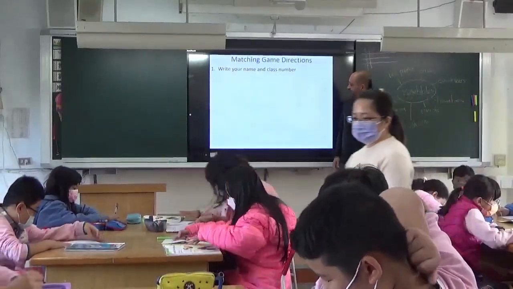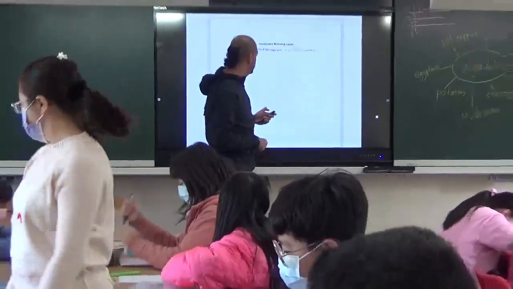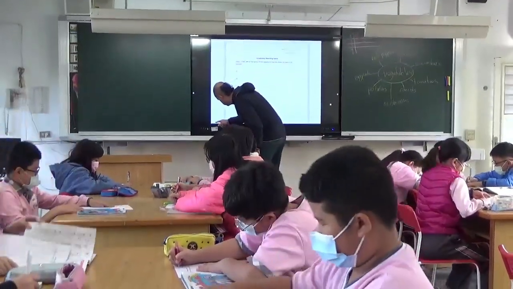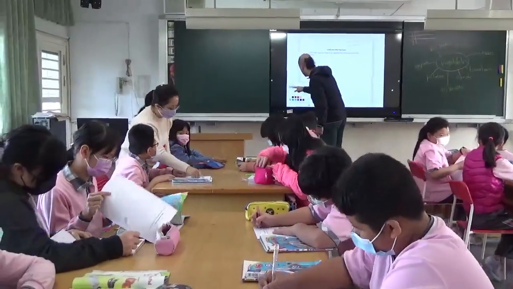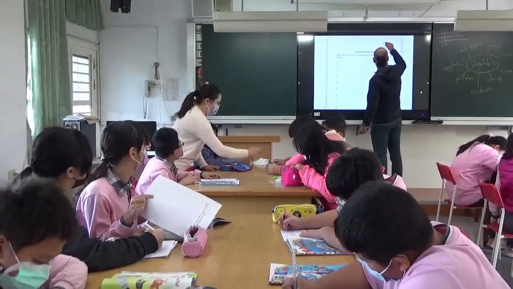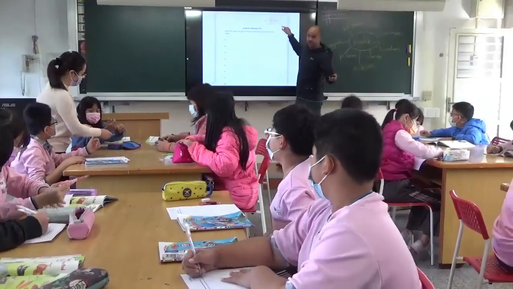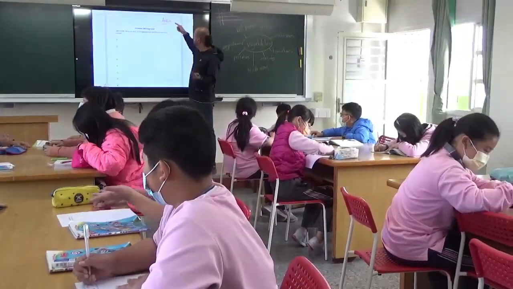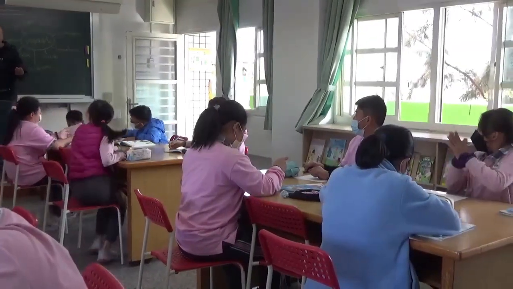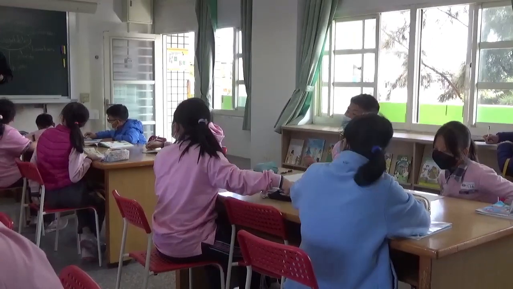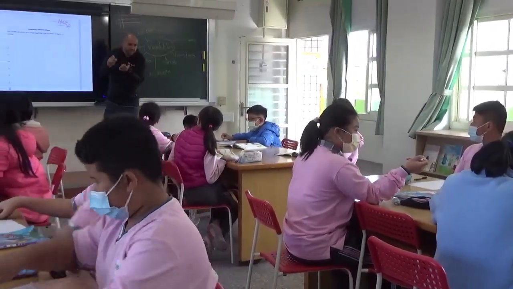Okay? And your class number. Okay, you number one, two. So here, for example, you want to write your English name, right? And then you're going to put your class number, right? For example, 30. I don't have a class number, but. Do they know their class number? Yes. Okay, please write down.